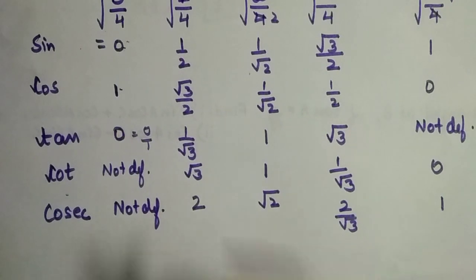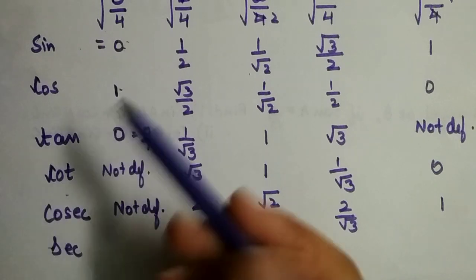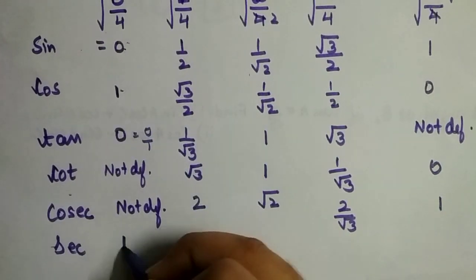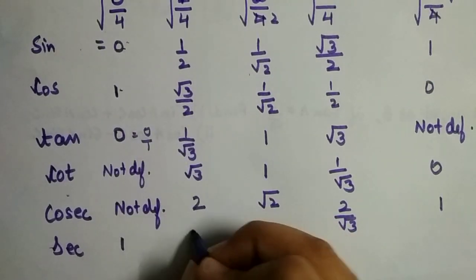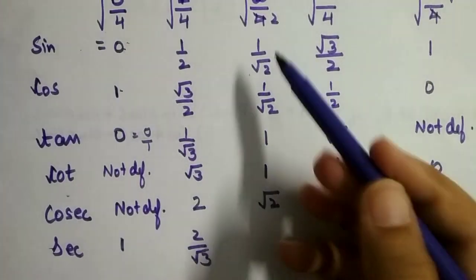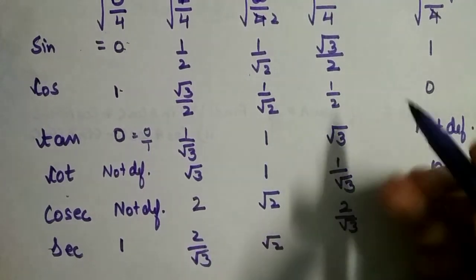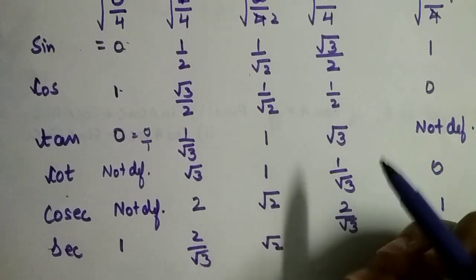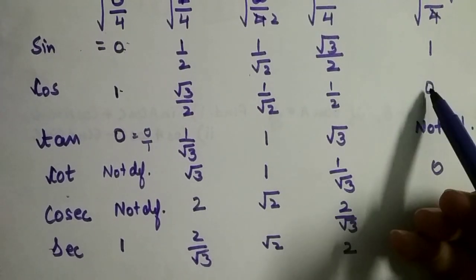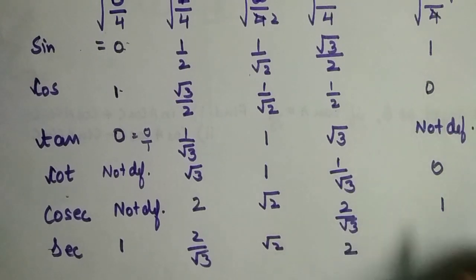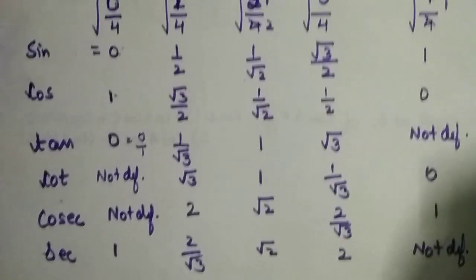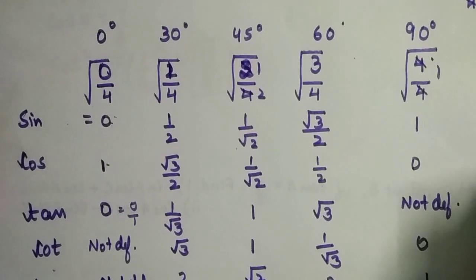Now the last trigonometric ratio is secant. Secant is the reciprocal of cos. So the reciprocal of 1 is 1. Reciprocal of root 3 by 2 is 2 by root 3. Reciprocal of 1 by root 2 is root 2. Reciprocal of 1 by 2 is 2, and the reciprocal of 0 is 1 by 0, that is not defined. So here we complete the table of trigonometric ratios at specific angles.